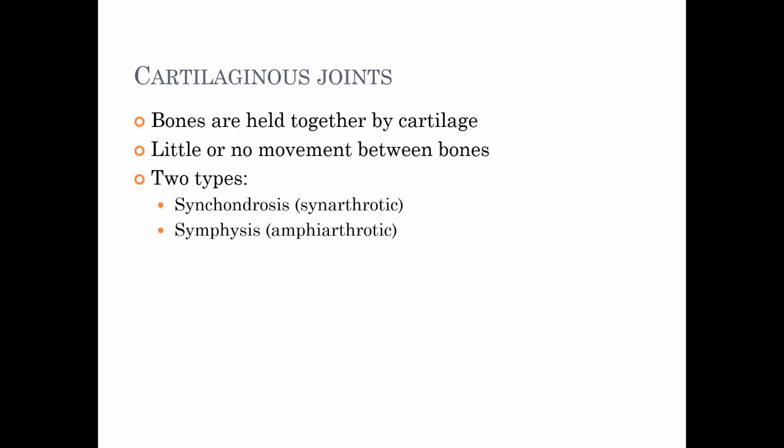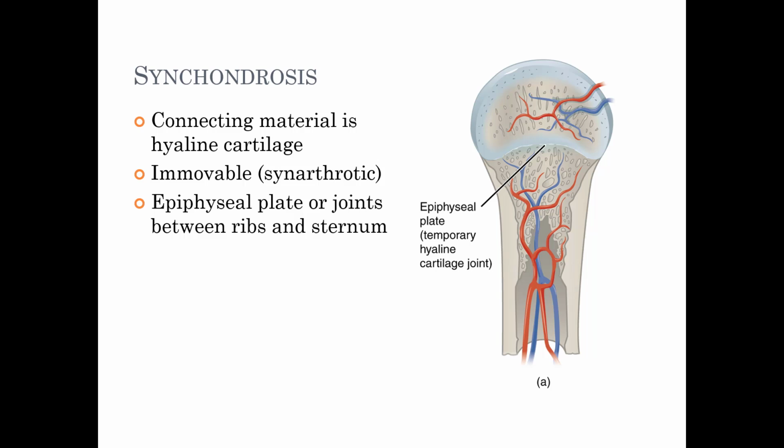We then have the cartilaginous joints. The bones are held together by cartilage. There is again little or no movement between the bones. The synchondrosis is a synarthrotic. This is the hyaline cartilage joint. It is found in the epiphyseal plate. Of course, it is only found in the epiphyseal plate until growth ceases, and this becomes the epiphyseal line. So the only place that synchondrosis is found in a mature adult who has ceased growing is at the joint between the rib and the sternum.